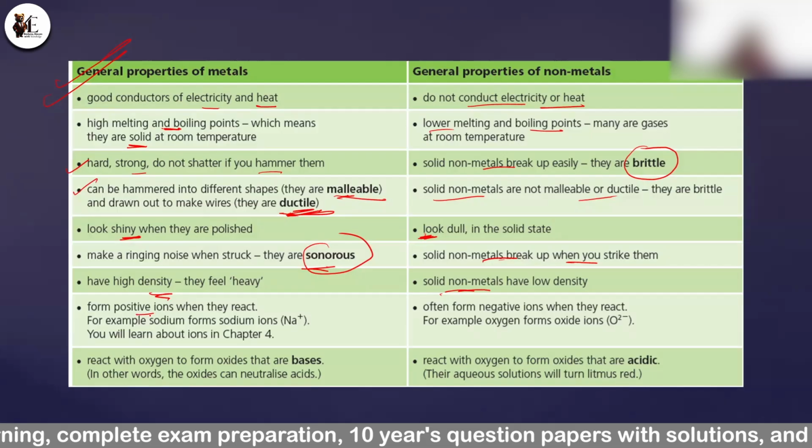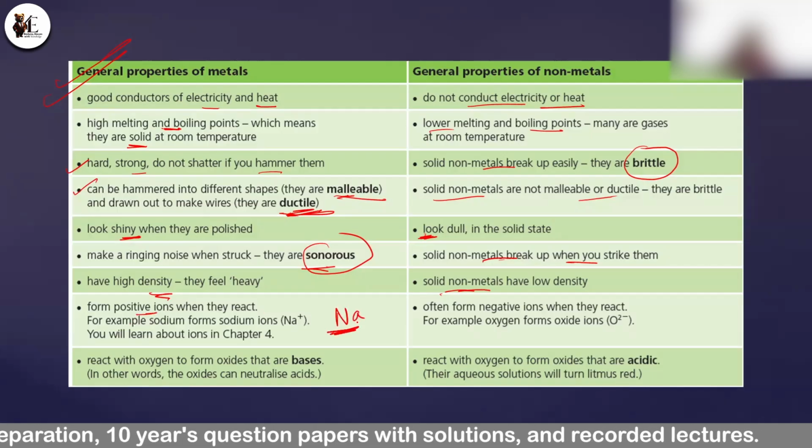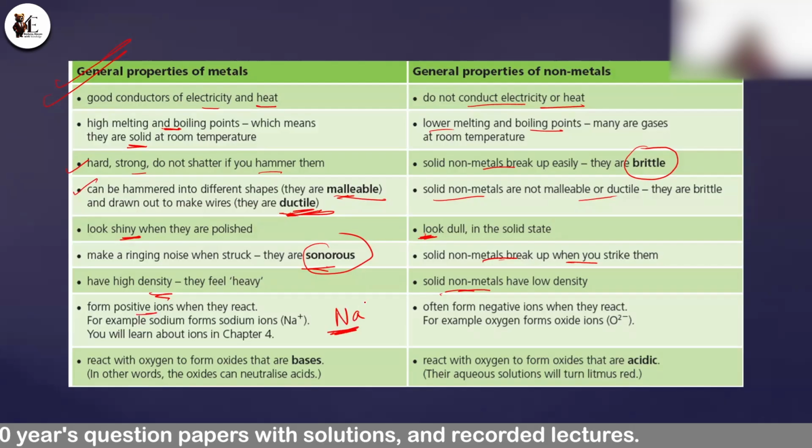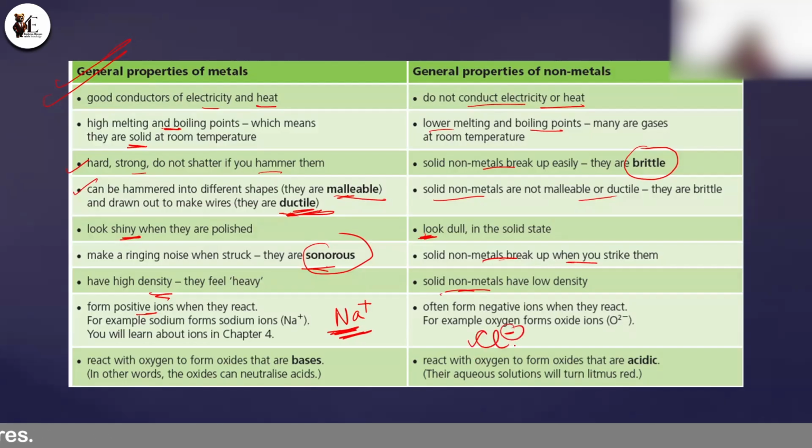Metals form positive ions when they react. For example, sodium is a metal. When it reacts, it loses its last one electron, so it becomes Na+. So it forms a positive ion. And non-metals form negative ions. For example, chlorine gains one electron. Chlorine is a non-metal. Oxygen forms O2-, and oxygen is a gas. It is also a non-metal.